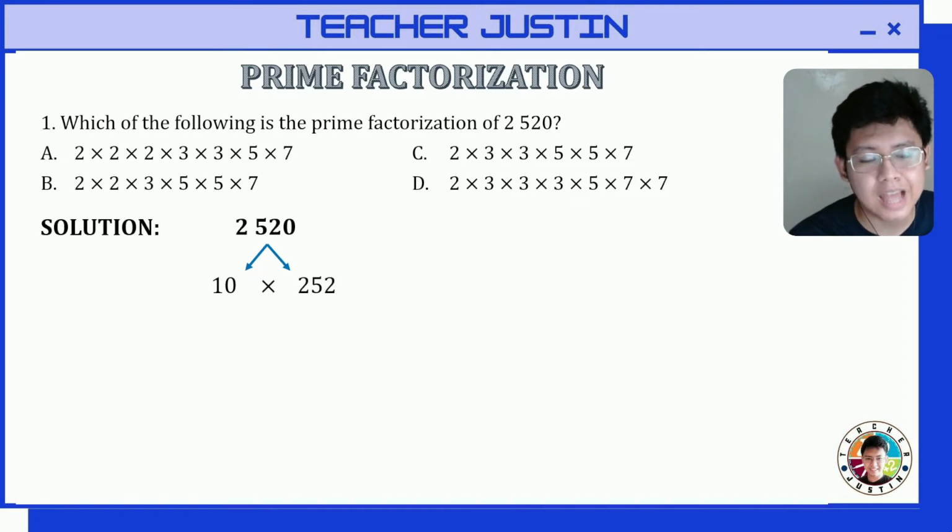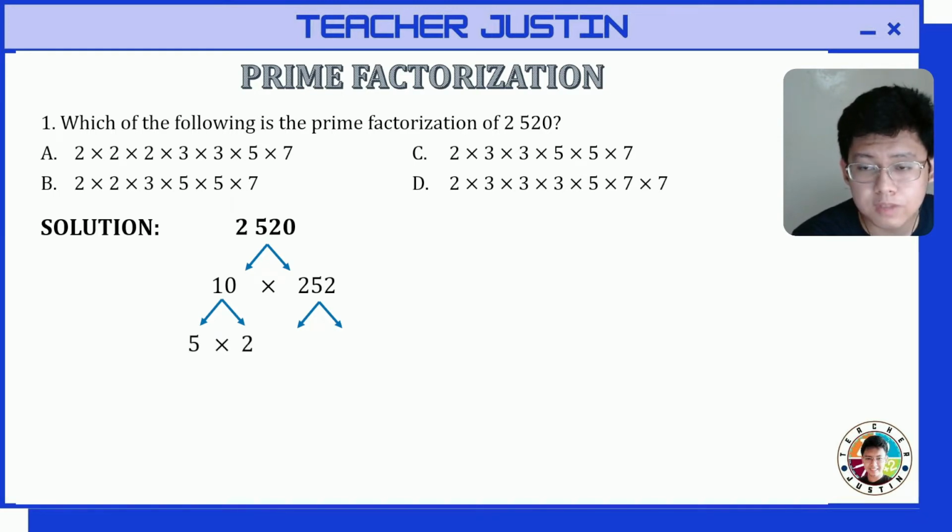Ayan. Tapos, tignan natin kung pwede pa natin silang i-factor. So, si 10, pwede pa natin siyang i-factor. Si 252, pwede pa natin siyang i-factor. Yung factors ni 10 is 5 times 2. At si 252 naman, ang factors niya ay 18 times 14.